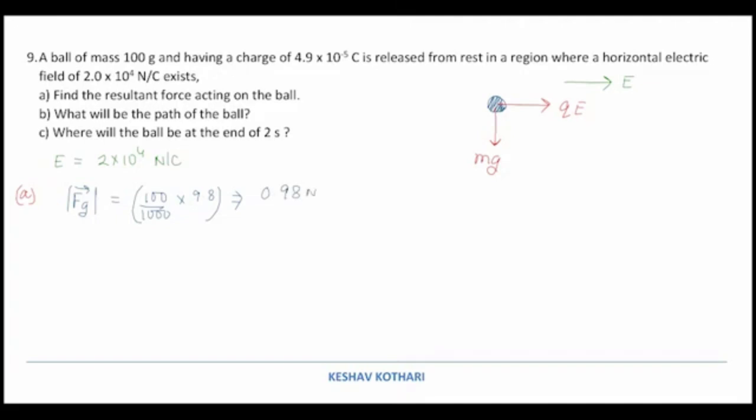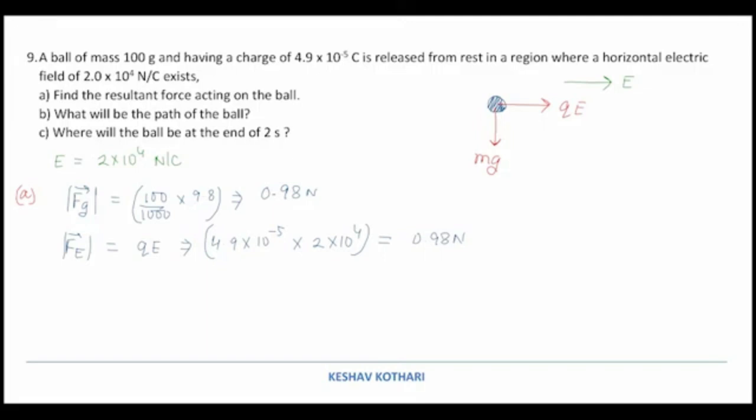Now the next thing we calculate is the magnitude of the electrostatic force, which is equal to qE. If I put in the values, the charge is given as 4.9 × 10^-5 multiplied by 2 × 10^4. So qE again gives us 0.98 Newton. So for this particular question, 0.98 Newton is the force for both the gravitational part and the electrostatic part.